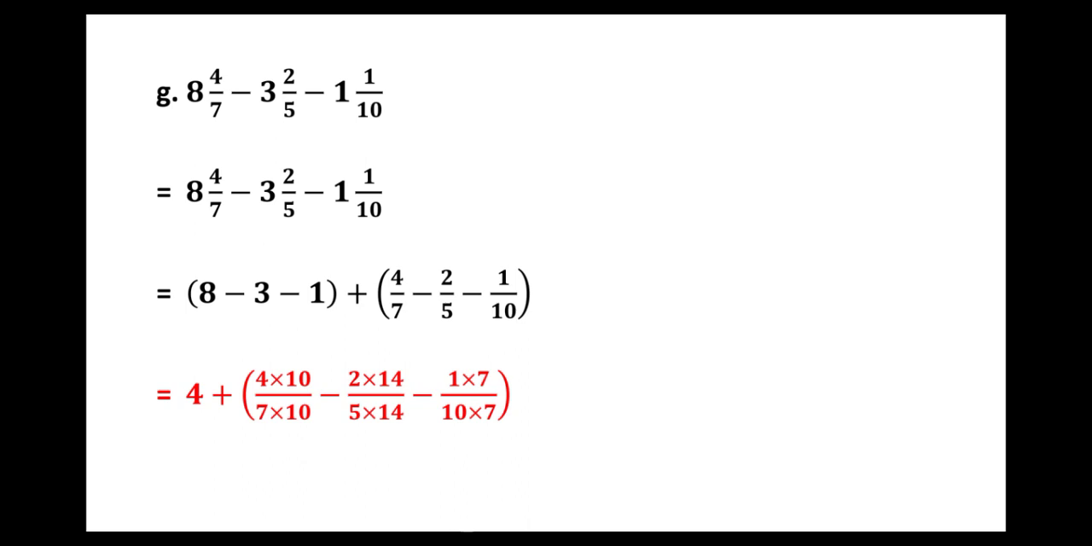First of all we need to know the number which, when multiplied, gives us 70. So the first fraction 4 upon 7 we multiply by 10, and the second fraction 2 upon 5 we multiply by 14 because it gives us 70, and the third fraction 1 upon 10 we multiply by 7 because it gives us 70. So after the multiplication we get 40 upon 70 minus 28 upon 70 minus 7 upon 70.